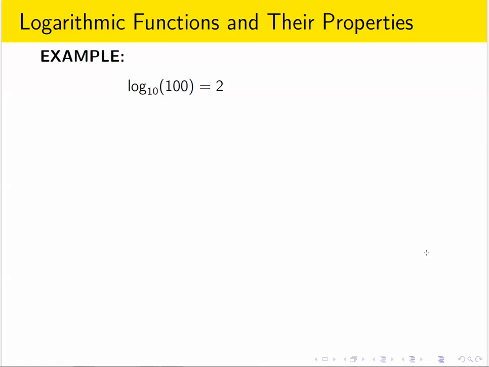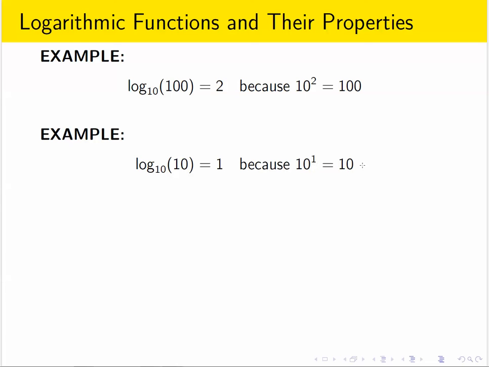Let's look at a few more examples. Imagine I write down logarithm base 10 of 100. What I'm really asking is, what power of 10 do I need to get 100? And of course the answer is 2, because if I take 10 and raise it to the power 2, I get 100. What if I ask, what's the logarithm base 10 of 10? Well, that's just 1, because that's the power of this 10 I need to get this 10.